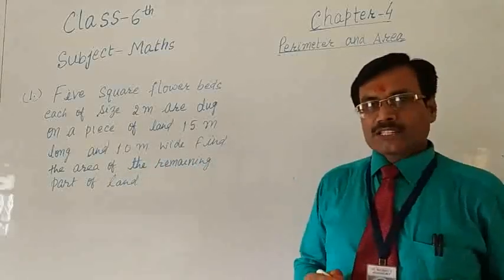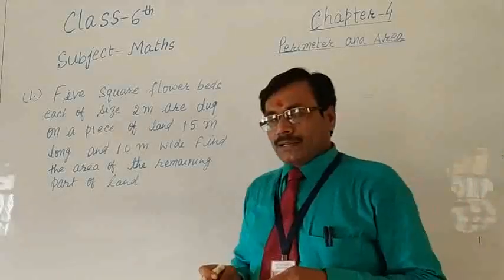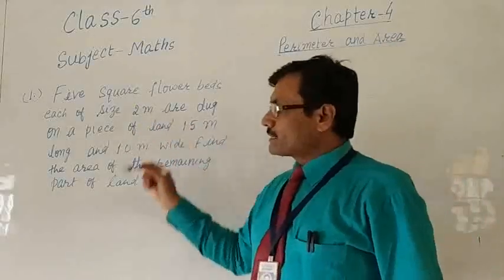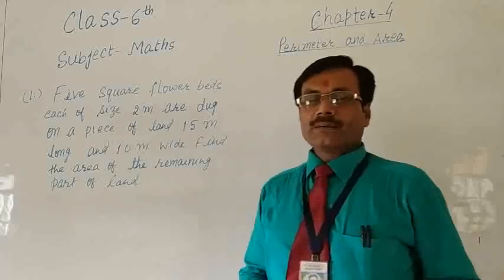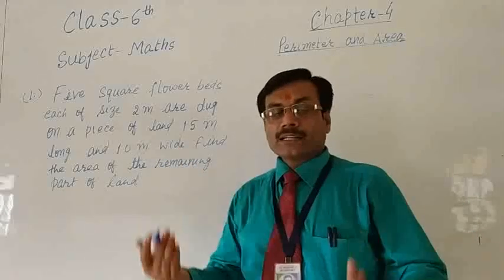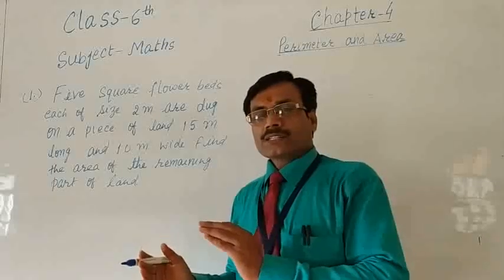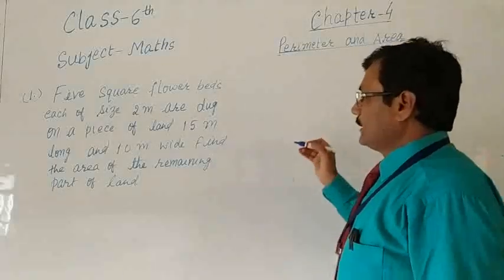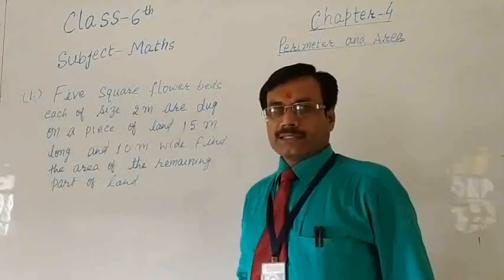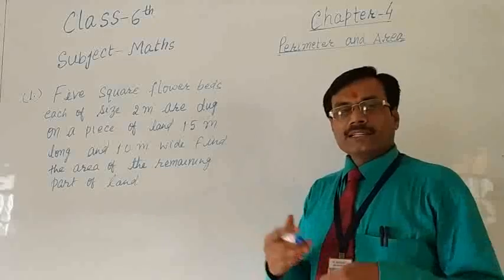Means यहाँ क्वेश्चन क्या कर रहे हैं कि एक जमीन है जो 15 मीटर लंबा और 10 मीटर चौड़ा है, और इसमें 2 मीटर साइड वाले फ्लावर बेड बने हुए हैं। तो इस फ्लावर बेड के अतिरिक्त उस जमीन का कितना हिस्सा बाकी है, उसका क्षेत्रफल क्या है। So we first of all find the area of rectangular part, and then we find area of 5 square beds, and then we subtract.